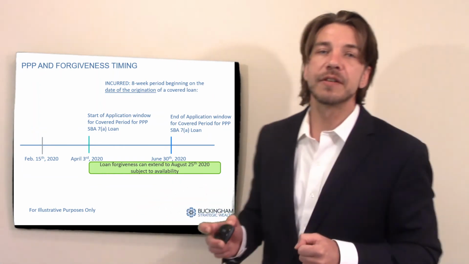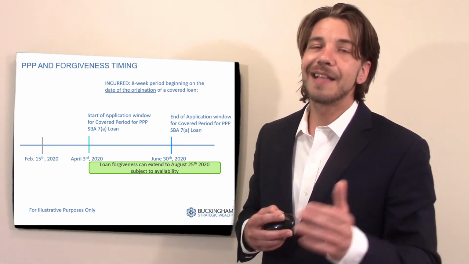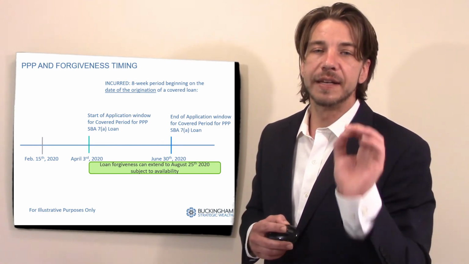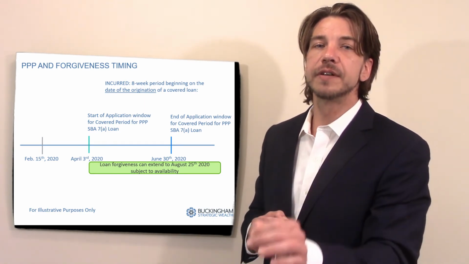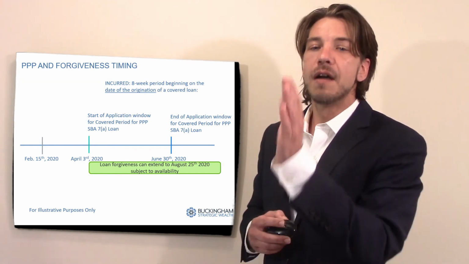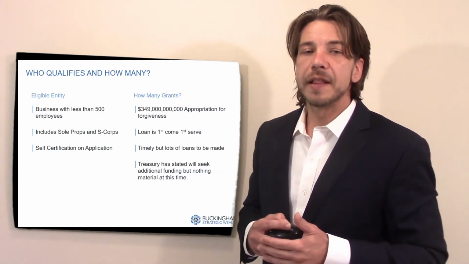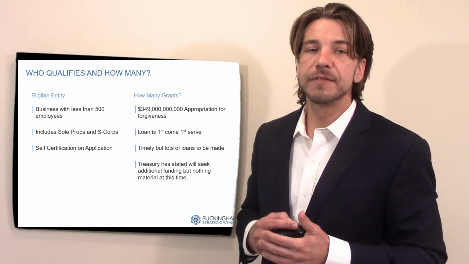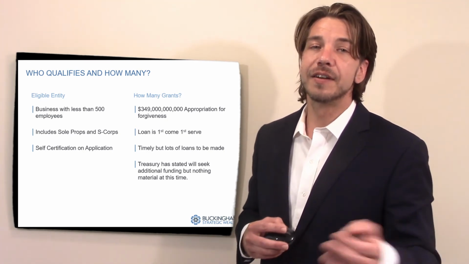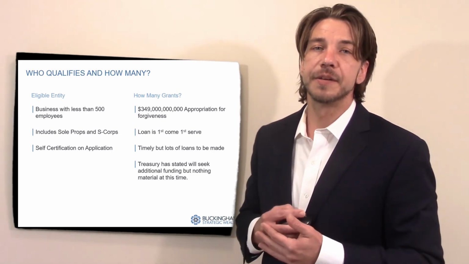I've seen literature that talks about that forgiveness period stopping at June 30th. That's not how the law is written. It is an 8-week period beginning on the date of the origination of a covered loan. And the definition of a covered loan is a loan that starts on June 30th or before. So who's eligible? Any business with under 500 employees. Includes sole props, includes S-corps, and there is a self-certification on the application that also ensures eligibility.